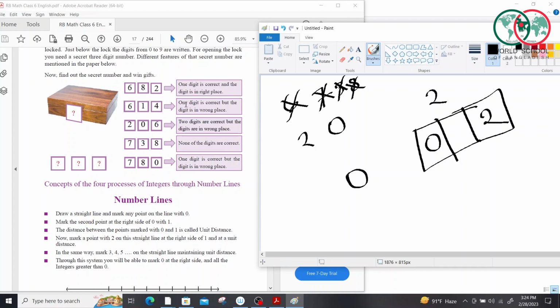And here it is written one digit is correct, but the digit is in the wrong place. So among these, one digit is correct but in the wrong place. It cannot be 1, because if it is 1, it would be in the 10 place, which is already where it is, but we need something which would be put in the 10 place. So 1 cannot be our answer. 6 cannot be our answer because we already eliminated 6 long before. So 4 has to be our answer, and 4 is in the wrong place, so 4 will be in the 10's place. So our lock number is 042.